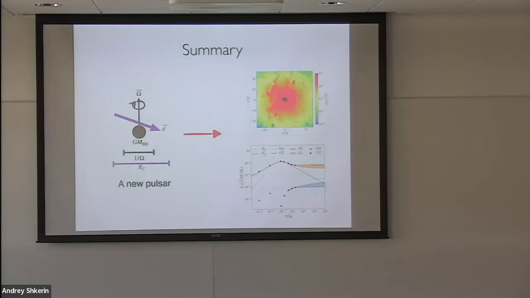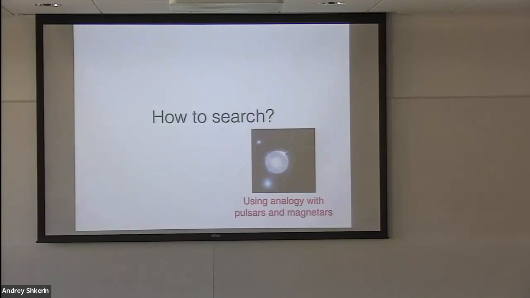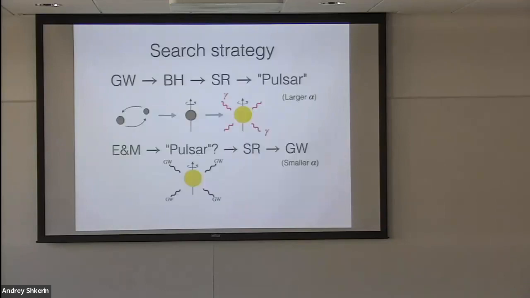In the interest of time, we'll just quickly switch to the different topic. Next, I will be telling you how to search for this object. And the way to search for it is using analogies with pulsars and magnetars.